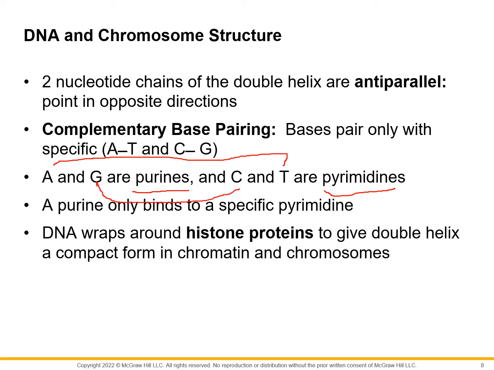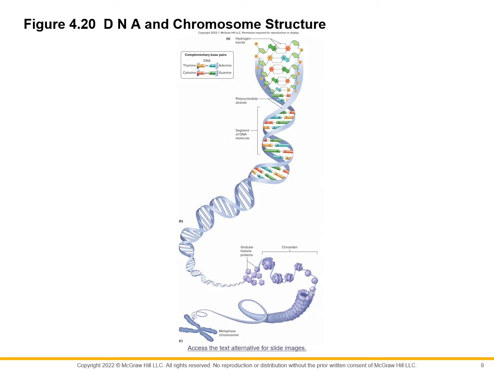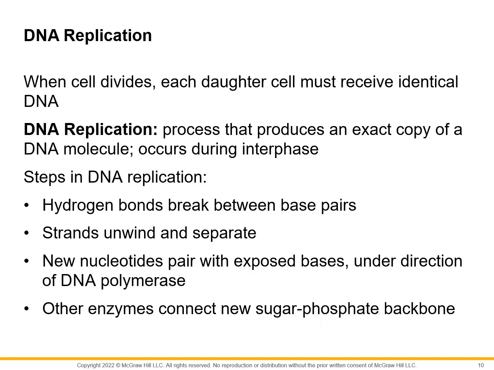Now, as DNA, again, is this super long molecule, it wraps itself and coils itself around certain types of proteins, and it ends up forming the double helix that we're familiar with. Again, this kind of shows how it's all coiled around these little balls, and it kind of condenses up into what we commonly refer to as a chromosome.